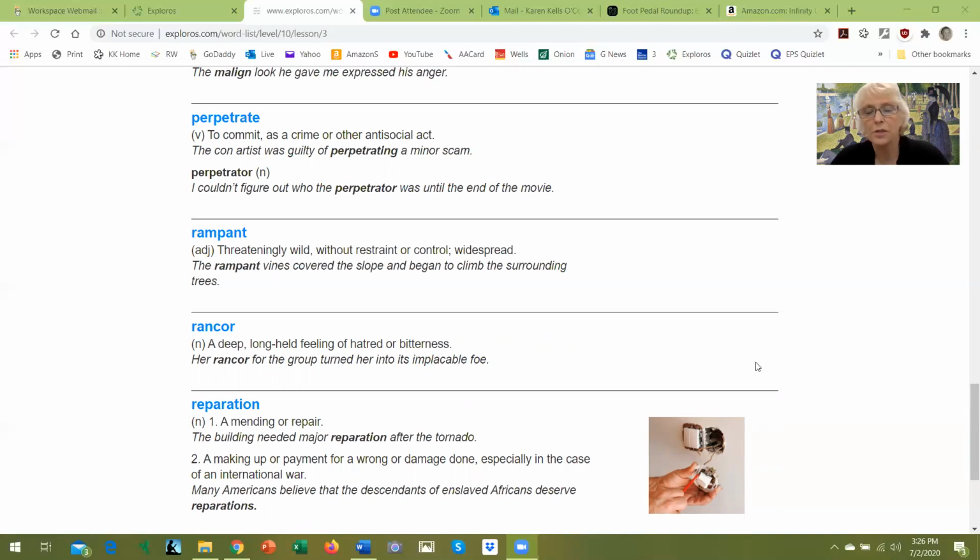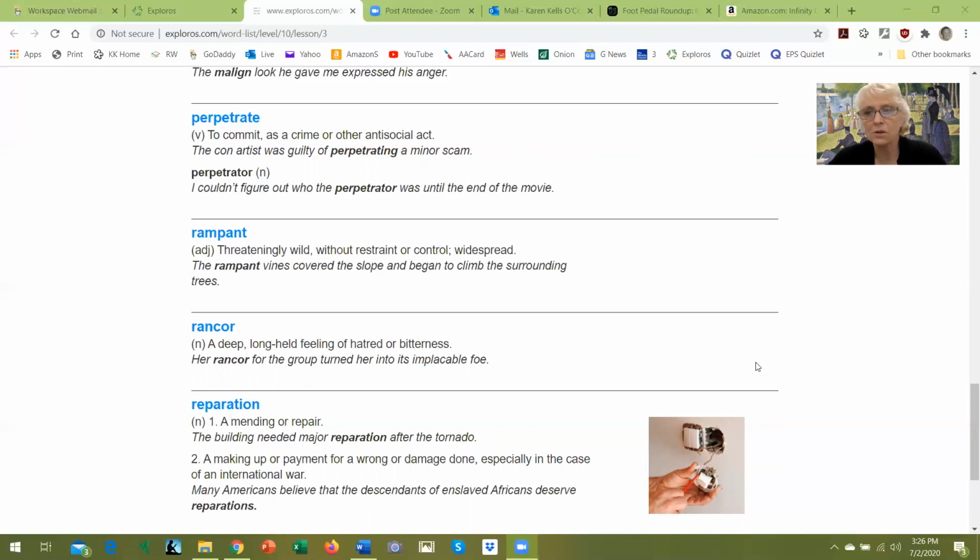Rampant is an adjective. Threateningly wild, without restraint or control, widespread. The rampant vines covered the slope and began to climb the surrounding trees. Rancor is a noun, a deep, long-held feeling of hatred or bitterness. Her rancor for the group turned her into its implacable foe. So her hatred for the group, her rancor.